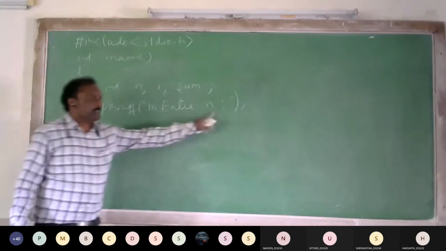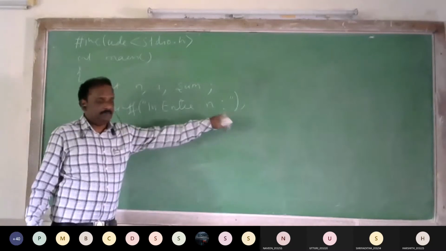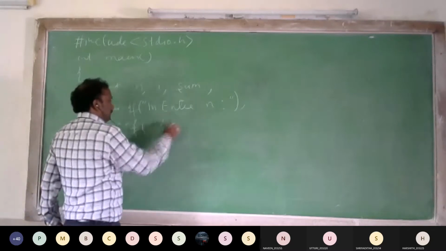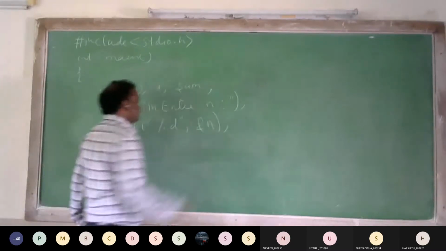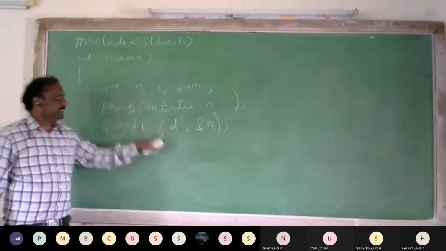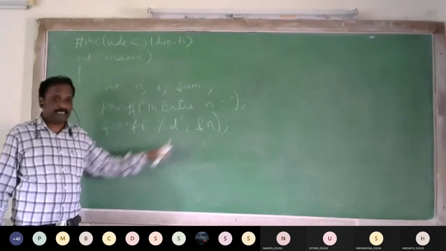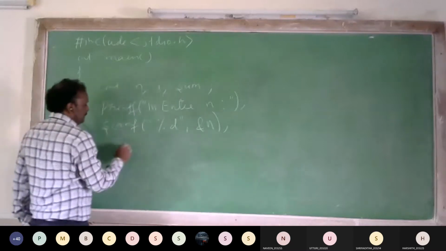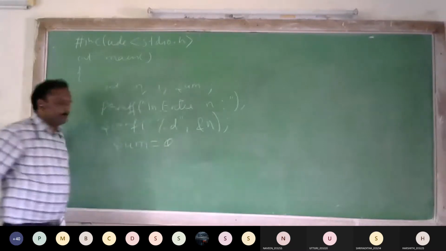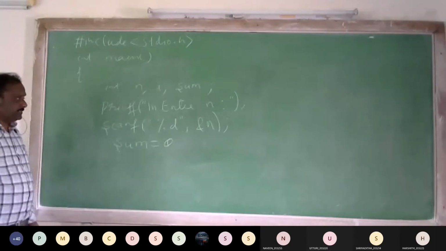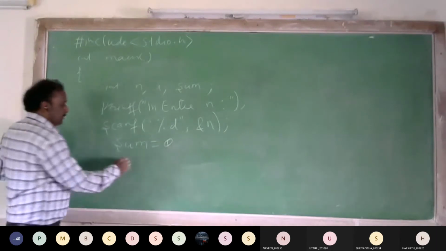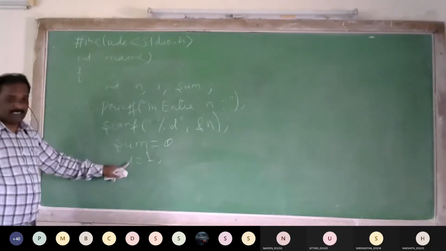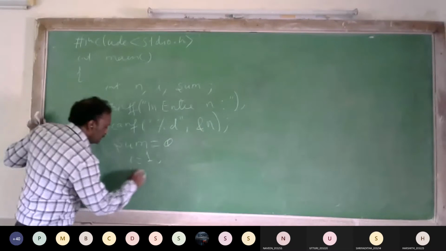Now, to read the value, I will use printf enter n value. This is our message. Then, to read the value, in C language, we use scanf. Since n is of integer data type, we need to use %d. Now what is the starting value of the sum? The starting value of the sum will always be 0, because we have not started adding the numbers. What is the starting number? The starting number is 1. So this is initialization.